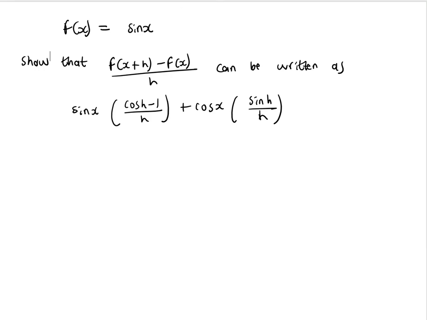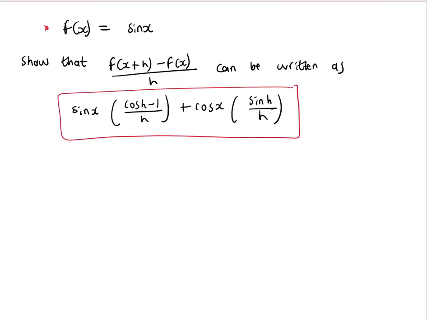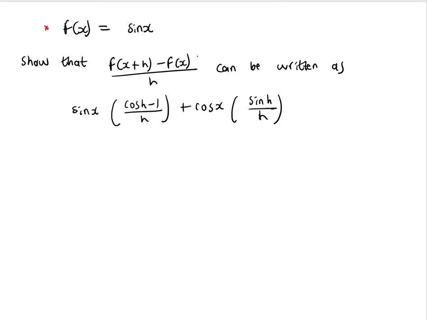In this lesson, we're going to be solving this problem. We're given that f of x is equal to sine x. Here we are required to show that f of x plus h minus f of x over h can be written as this thing here. This expression here is the left hand side and this is the right hand side.